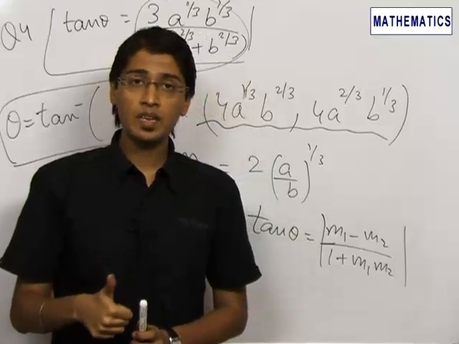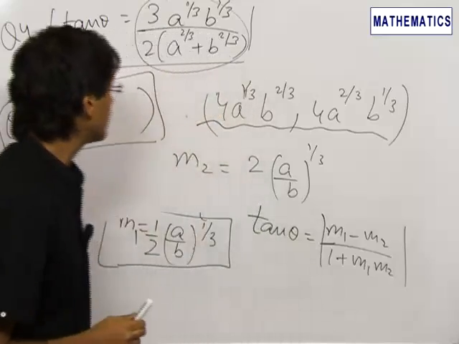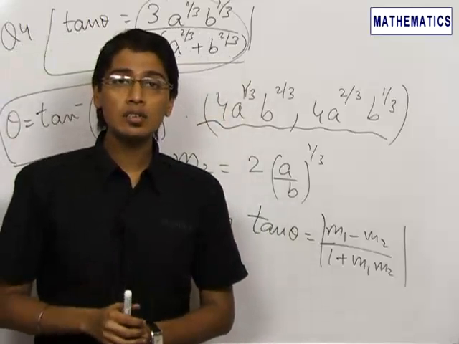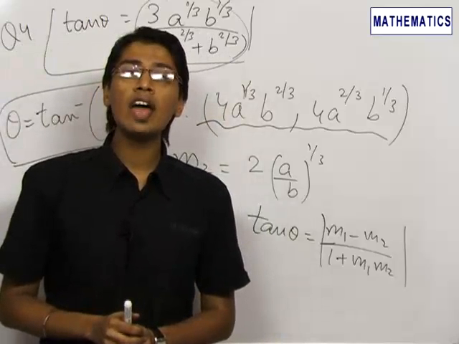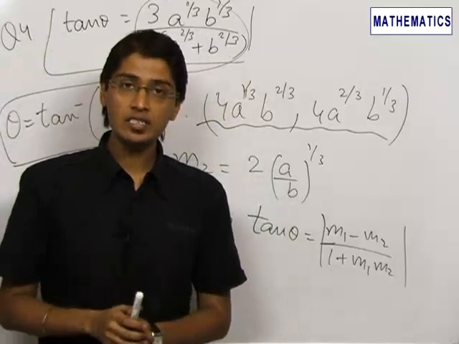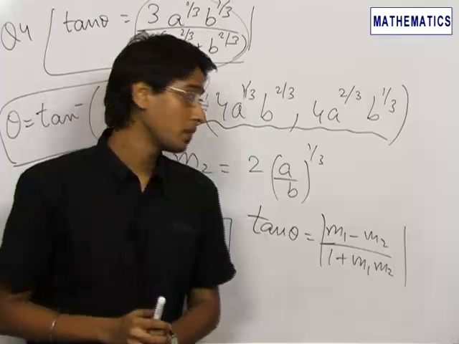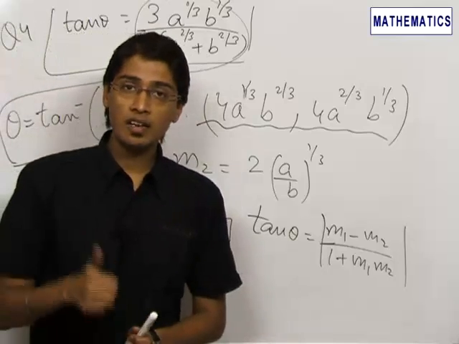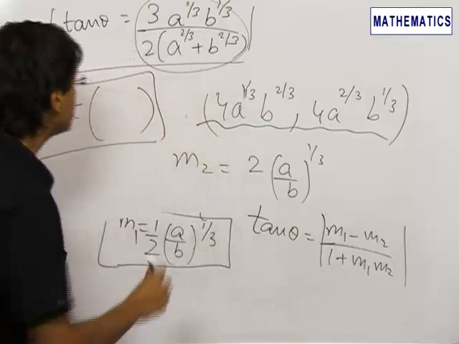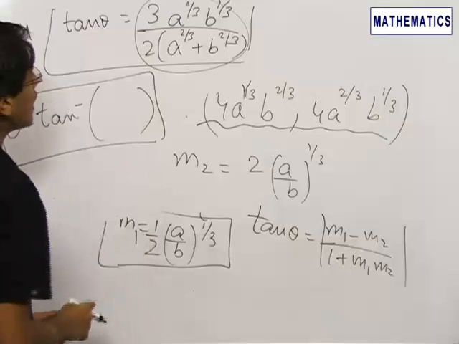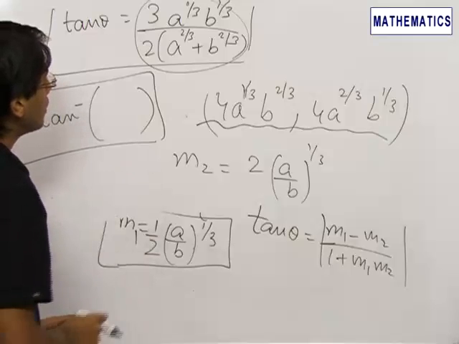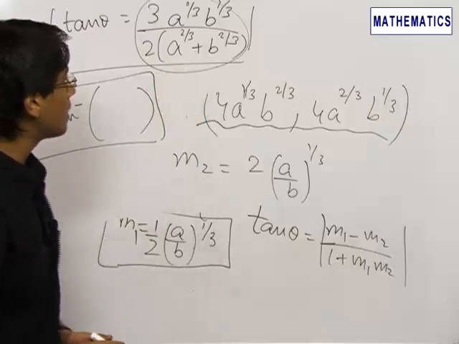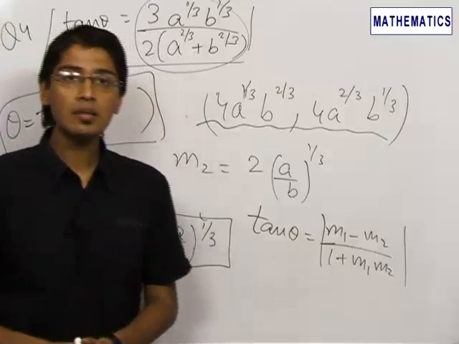Hence in this question we learned a new concept, that is the angle between any two curves is equal to the angle between the two tangents at their point of intersection, and hence the two angles between these two curves are first pi by 2 and second is tan inverse of 3 into a^(1/3) b^(1/3) upon 2 times (a^(2/3) plus b^(2/3)), which is our final answer.